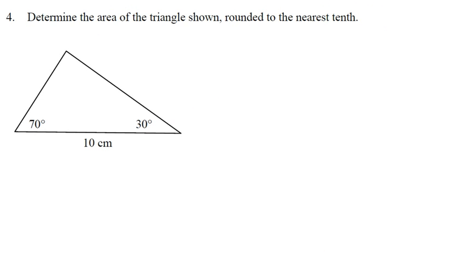Determine the area of the triangle shown, rounded to the nearest tenth. How do we get the area of the triangle shown? Base times height divided by 2. Okay, I see a base. You make a height. Draw a line. Okay. Got that.